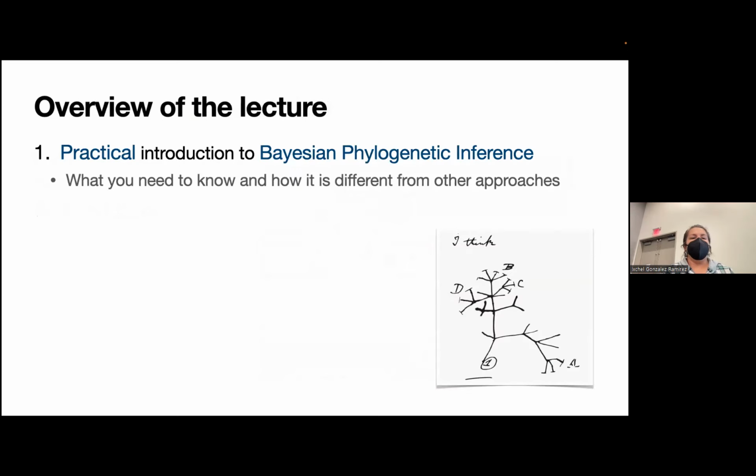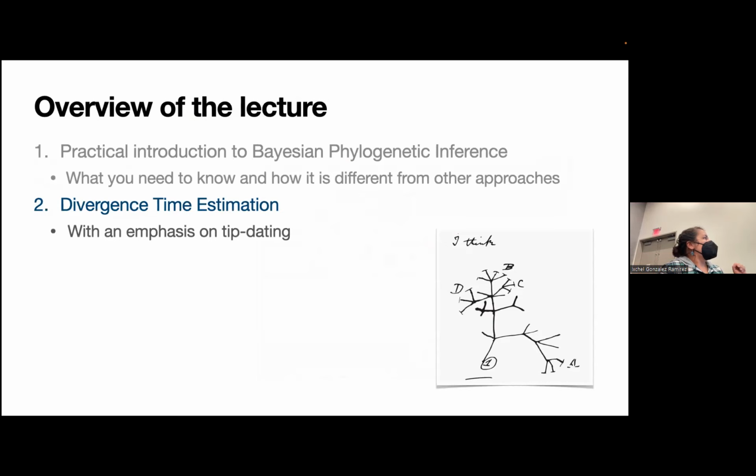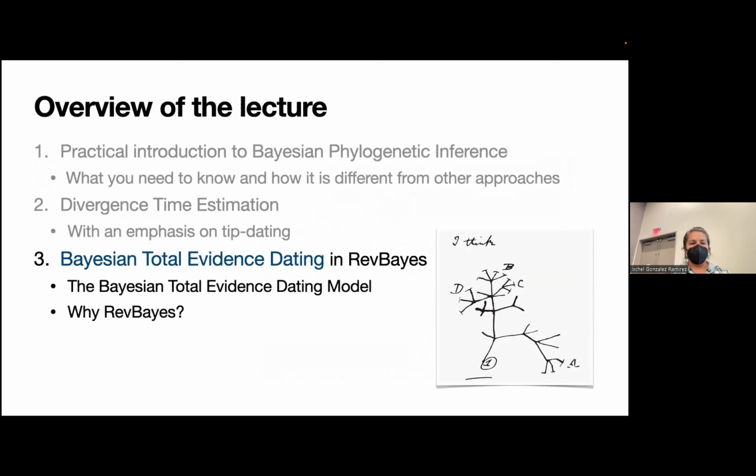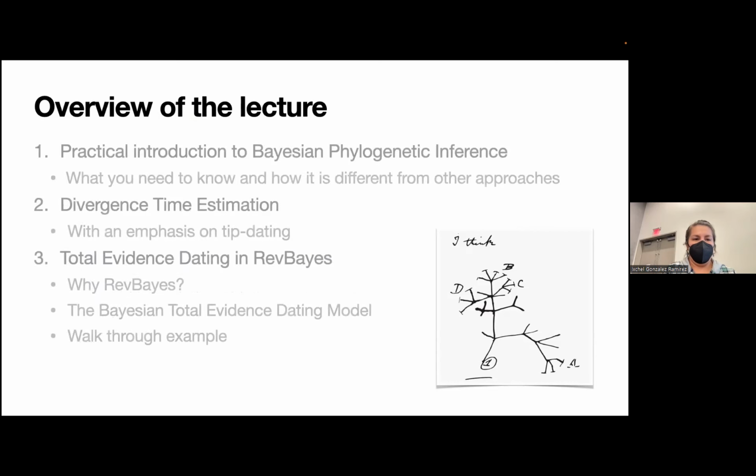In terms of the lecture, I'm going to start by talking about how a Bayesian does phylogenetic inference. We have different types of inference, so I'm going to touch on that briefly. Then we're going to jump into divergence time estimation. There are two types of divergence dating, so I'm going to compare it to the other, that is no dating. And then we're going to go through the model of Bayesian total evidence dating in RevBayes. So that's going to be a lot of modeling vocabulary. Okay.